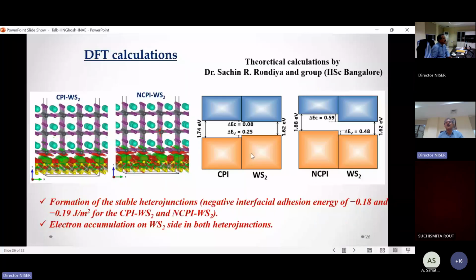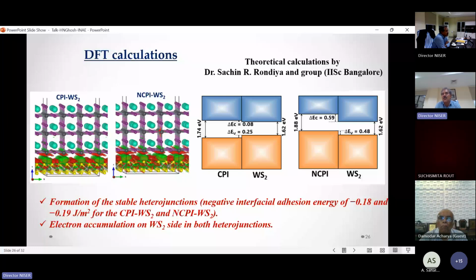So we did some DFT calculations. I did a collaboration with my own student who did a postdoc with me. Now he is a faculty member in the Materials Science Department at IISc Bangalore. He also does theory, and they did the DFT calculation and figured out that CPI WS2 is indeed a quasi type 2 and NCPI WS2 is a type 2 material. That's what we can see. And electron accumulation has been observed in both cases in WS2.